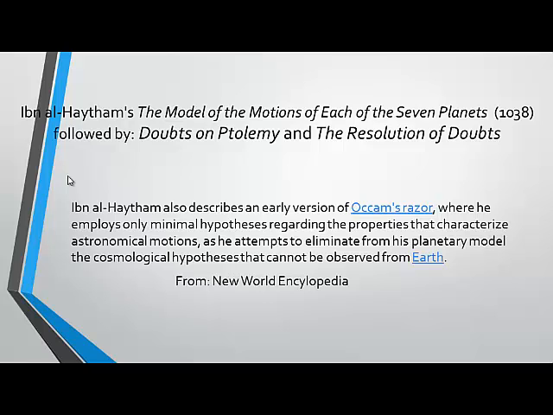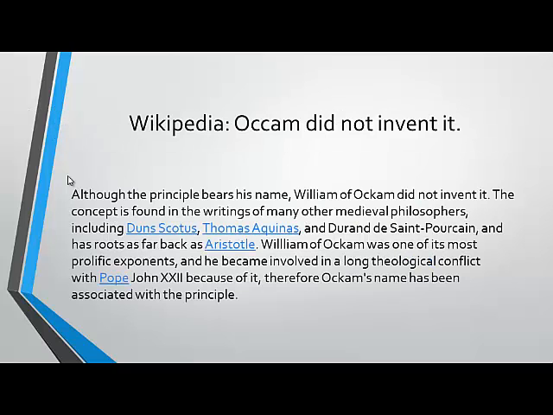He says that when we want to create a model, we want to create the simplest possible model, because reality is complex. I want to explain it using the simplest possible principles that I can. So he employs minimal hypotheses regarding the properties that characterize astronomical motions, and he eliminates unobservables, complexities. Ibnul Haytham describes an early version. This is just injustice. I mean, he developed a principle which was more sophisticated than what they could understand.